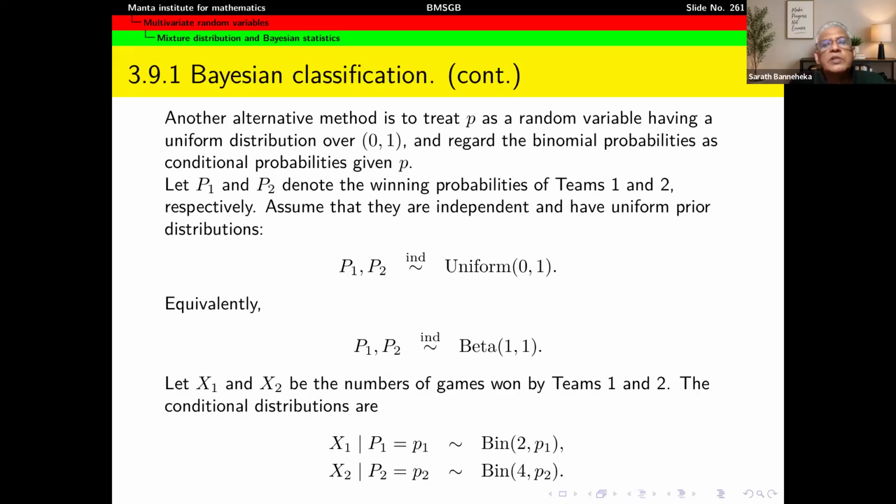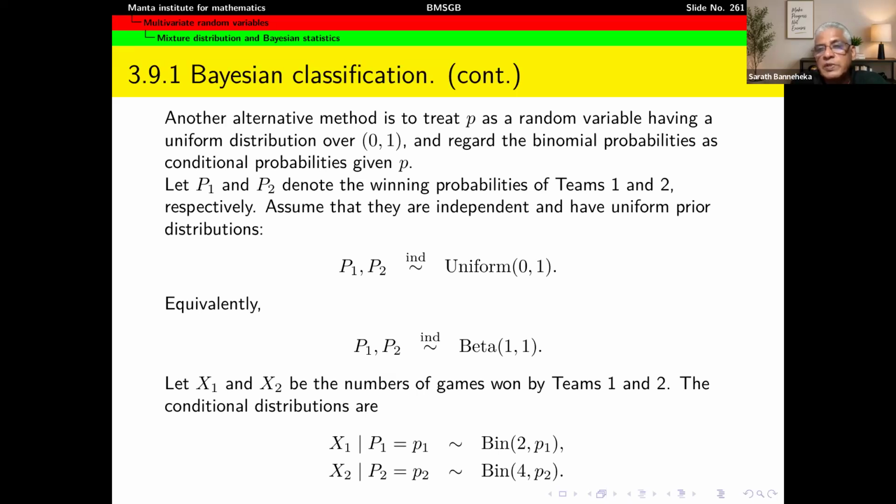So another alternative method is to treat P as a random variable having a uniform distribution and regard the binomial probabilities as conditional probabilities given P. Binomial probabilities are the probability that the number of wins is equal to 2 and number of wins is equal to 3 and so on. So let P1 and P2 denote the winning probabilities of teams T1 and T2. So now they are random. Therefore, that's why I have denoted them by capital P1 and P2. Right?